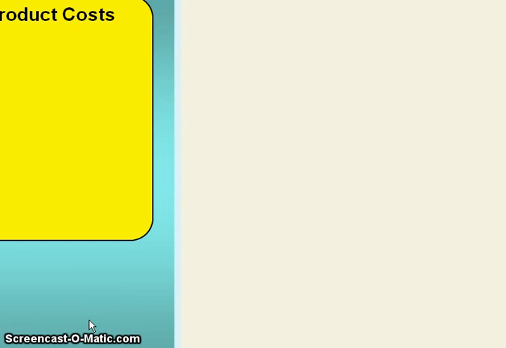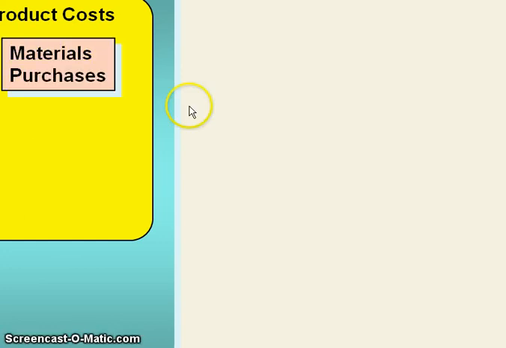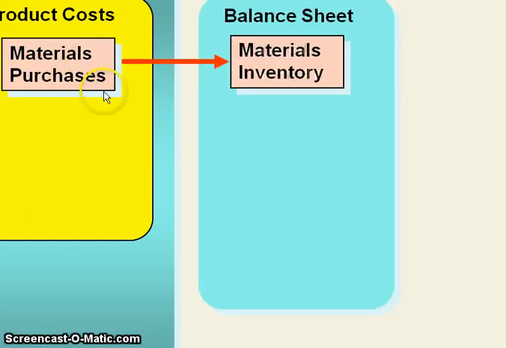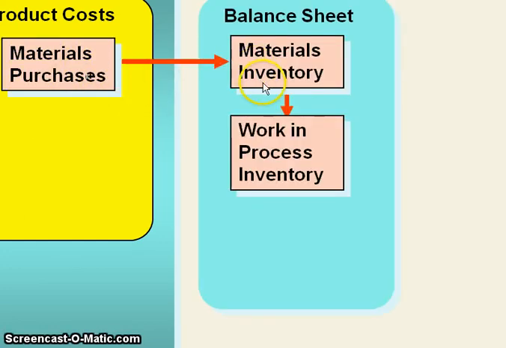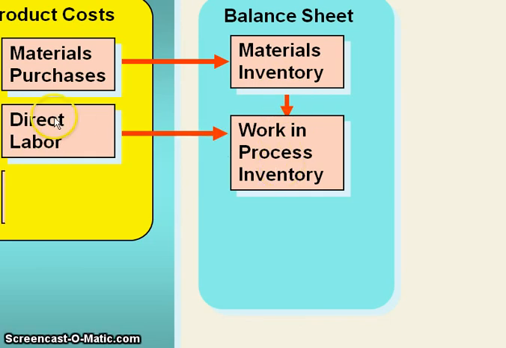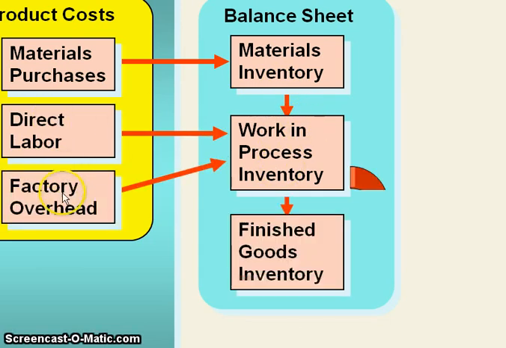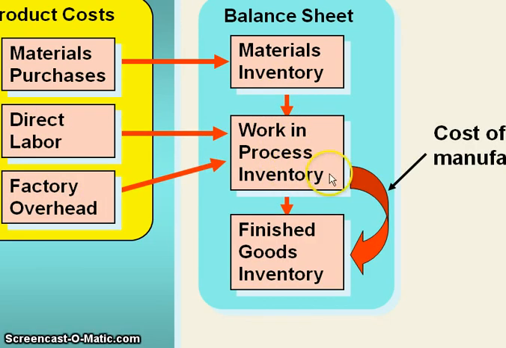All right, this is a little bit cut off because I can't expand the size of my window any further, but this is a pretty neat slide to show you exactly what we were just doing here. So you've got all product costs, right? You've got your materials purchases, they go into your materials inventory, and your materials go into work in process. Your direct labor goes into work in process, your factory overhead goes into work in process, and once they're done, your product is done, they all go into your finished goods inventory.